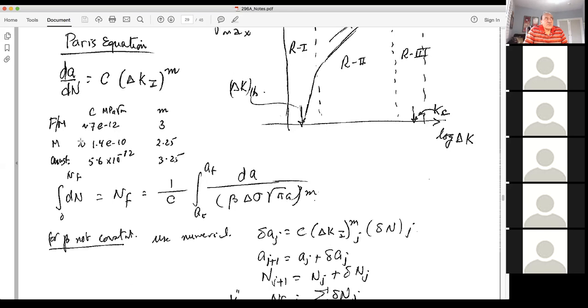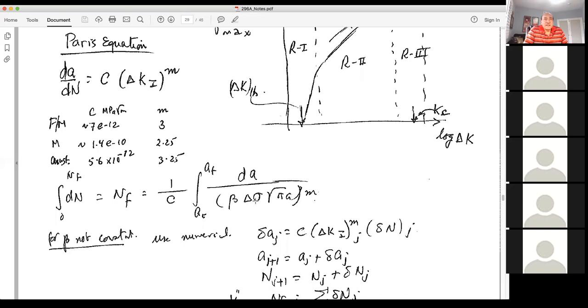The way that is solved is very easy. You separate the variables and you integrate from one side dN, the other side is dA divided by the product of C times beta delta sigma pi square root of pi a to the power m. So this function underneath dA is pretty much constant if delta sigma doesn't change. In other words, if the cycle keeps repeating the same way.